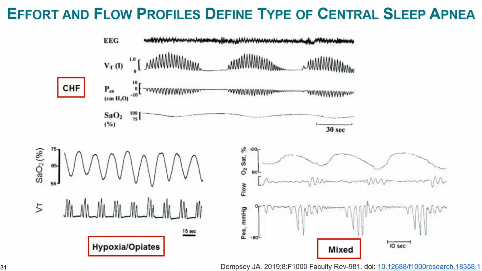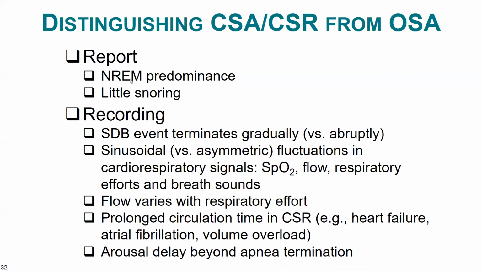So you've got abundant clues of central diathesis on the sleep study, on the report itself, where we see central sleep apnea, REM predominance, but also relatively little snoring. And then to confirm on the recording itself, we're looking at the degree of symmetry that we see with the central types of sleep apnea, characterized by sinusoidal or symmetric fluctuations in all of the cardiopulmonary signals. In the Cheyne-Stokes patterns, we oftentimes see a prolongation of circulation time, evidence of atrial fibrillation, and clinically, history of cardiomyopathy or volume overload. And the arousal phase tends to be after the onset of ventilation after apnea termination.